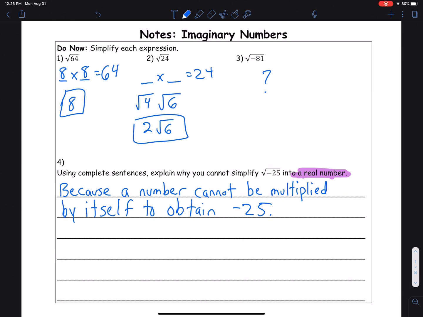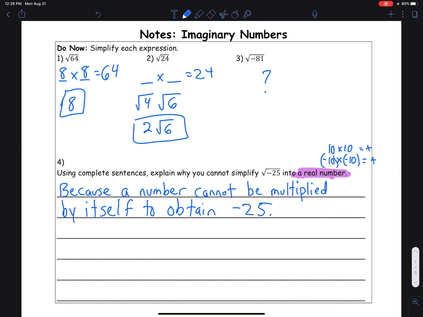You could have generalized that a little bit and said a number cannot be multiplied by itself to obtain a negative number. Because if you're multiplying a number by itself, think like 10 times 10. Positive times a positive is positive. Or say it's a negative 10 times negative 10. That's a negative times a negative, which is still a positive. So you can't get a negative number when you're multiplying two of the same number together.